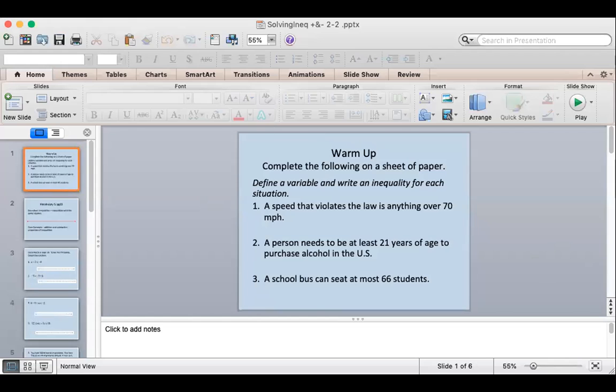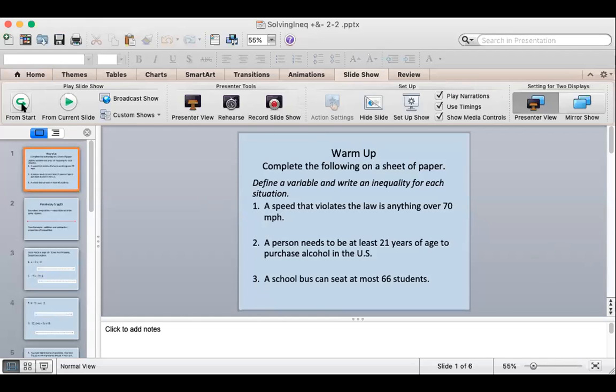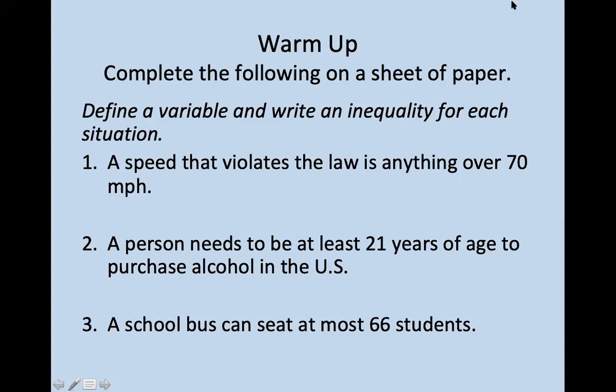All right, and first you should take out some paper and try these warm-up problems. So go ahead, grab a piece of paper, pause the video, and give each one of these problems a try. All right, welcome back. So we're supposed to define a variable and write an inequality for each situation. So the first one says, a speed that violates the law is anything over 70 miles per hour.